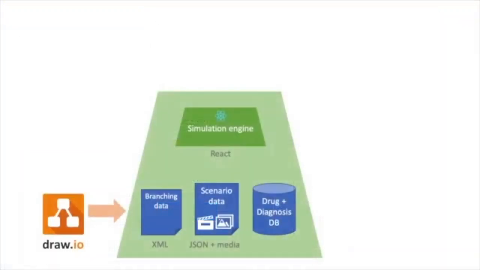We then export the Draw.io branching data as XML and import it into the game repo. Our JavaScript branching XML interpreter renders the history-taking section. Similar to our content authoring tool, we use Storyblok Headless CMS to generate scenario data.